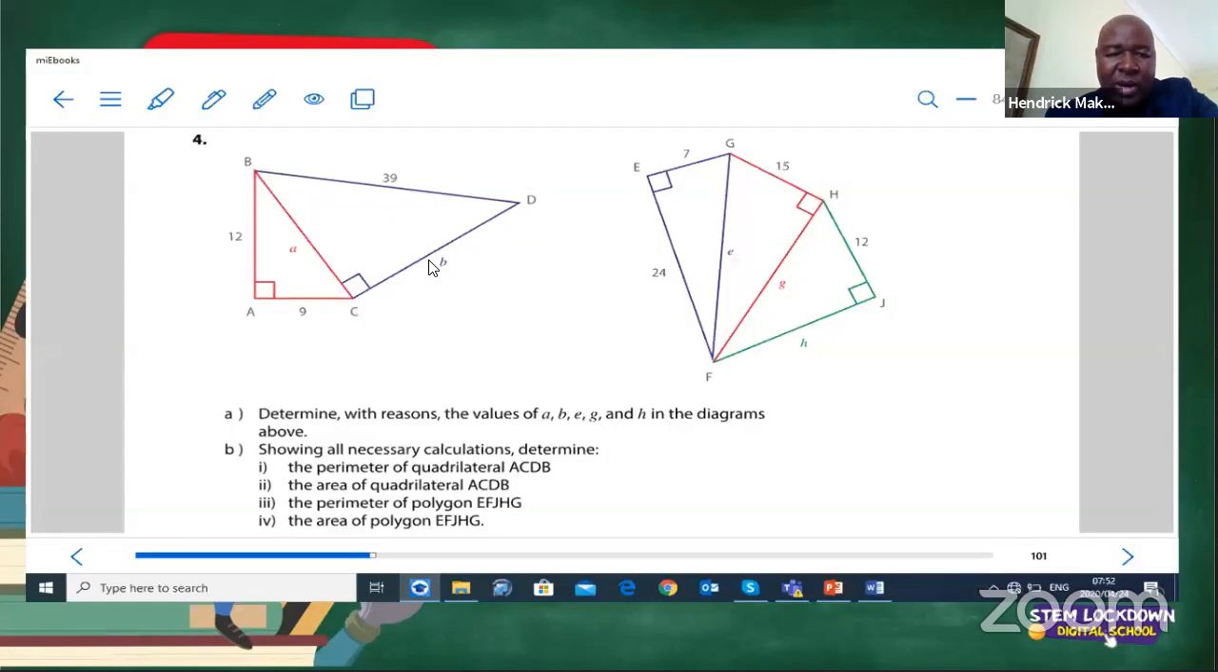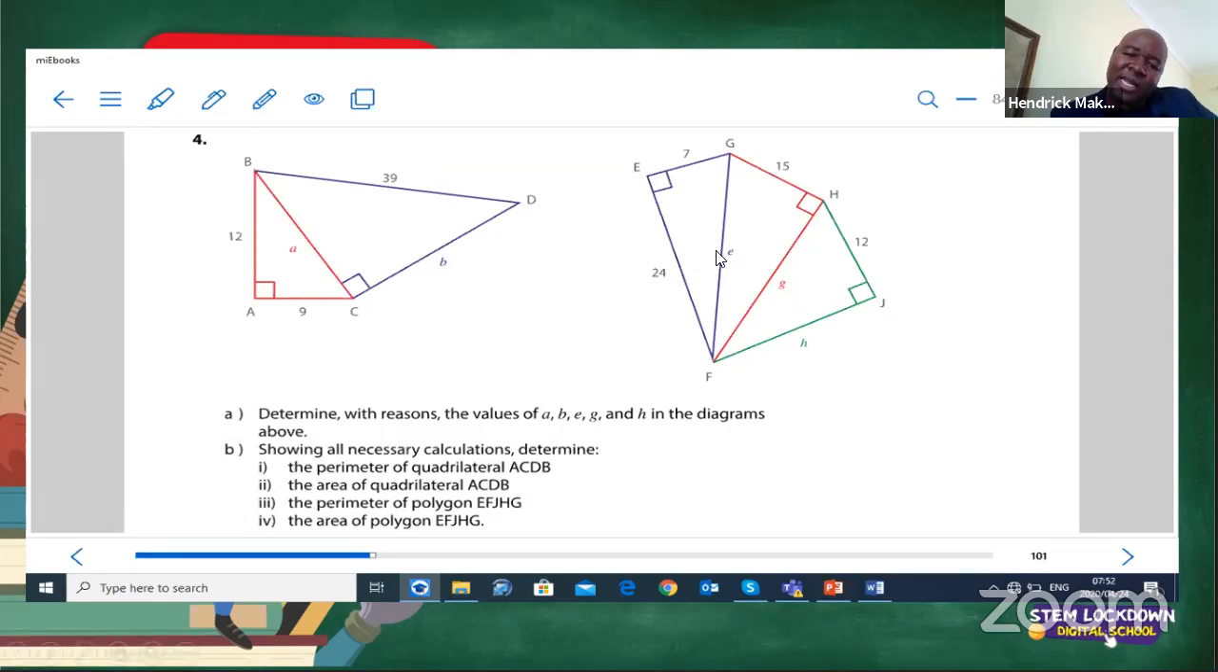Now we have to carry on to find the value of E in this triangle. You can see triangle EFG. It's a right-angled triangle. We are given the value of EF, which is 24, and EG, which is 7. And we are required to find FG, which is the small letter e there. Can we find small letter e? Let's find small letter e.